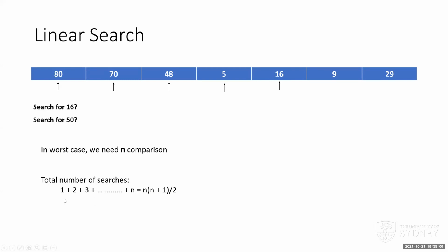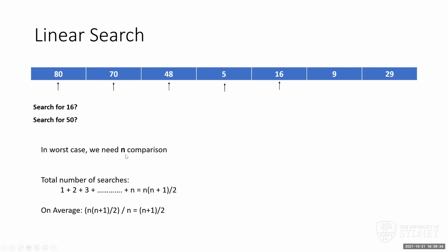So how many comparisons or searches do we need in total? We know this calculation, right? 1 plus 2 plus 3, this series. The equation is n into n plus 1 divided by 2. So on average, how much do we need? If we divide this by n, because we run n number of searches, then it comes to n plus 1 divided by 2. Hopefully these calculations are making sense.